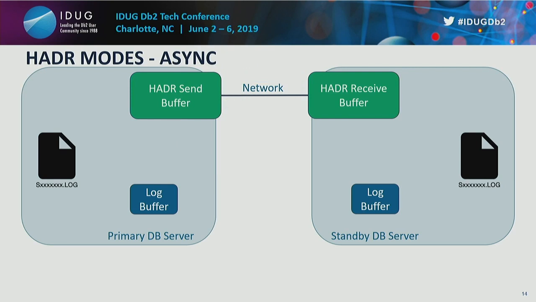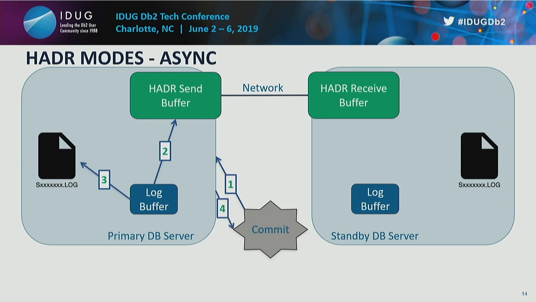Okay, with async, what happens is we have a commit come in, and Db2 will put that commit into the HADR send buffer on the primary, and it will write it out to disk on the primary, and then it considers the commit successful. So in this case, we have taken the network and the disk out of the middle of this, but we don't have an acknowledgement, as part of the commit, that the transaction has actually made it to the standby.